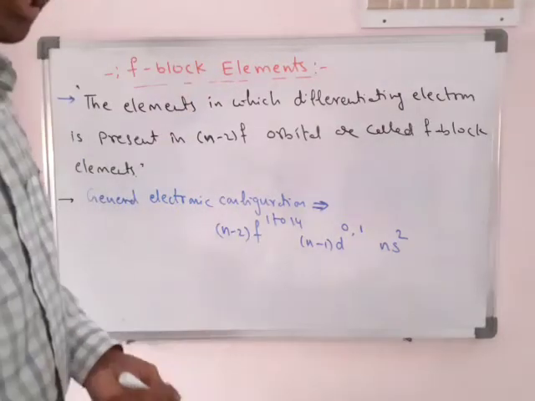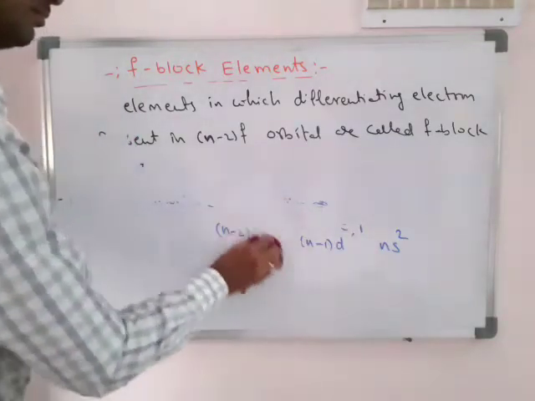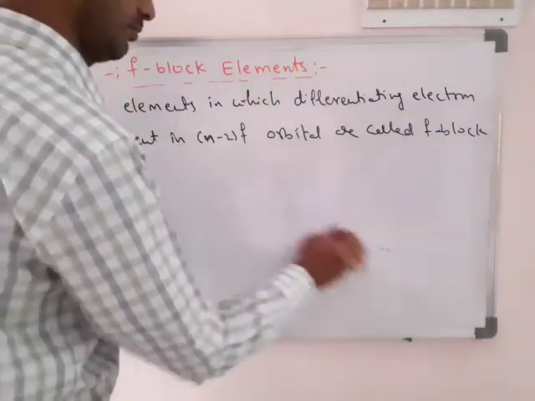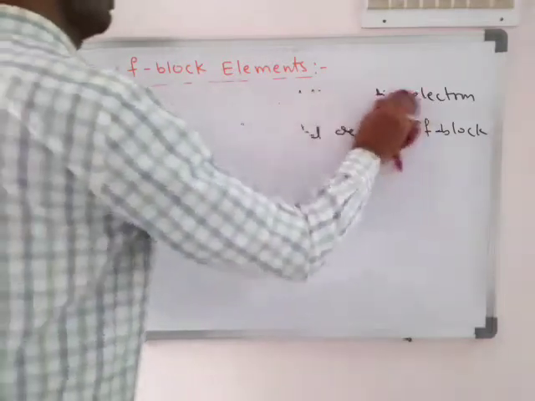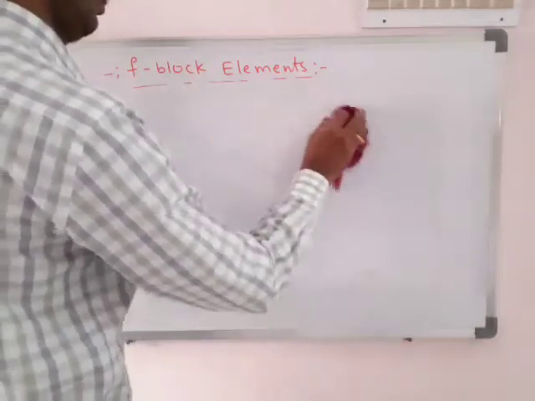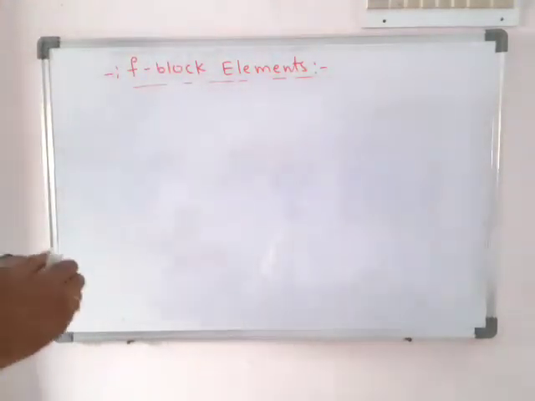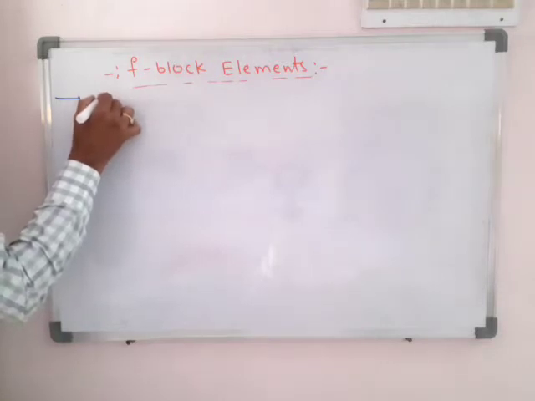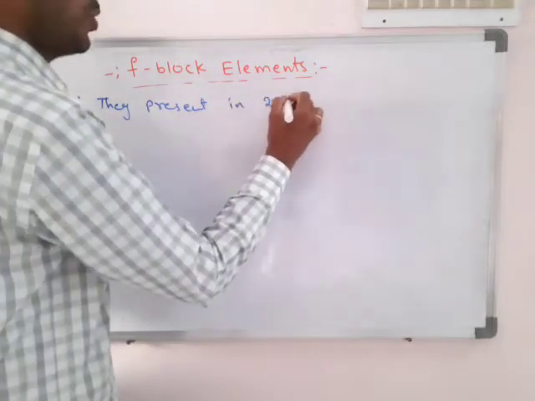Okay, now we see which elements are under F block. So the F block elements are present in 2 series. They are present in 2 horizontal rows.